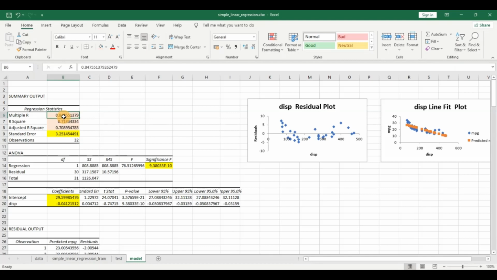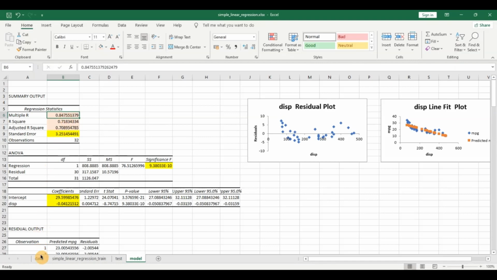So let's take a look at multiple R. Multiple R is nothing but the correlation coefficient. So this represents how strongly correlated your dependent or the target variable is with the independent variable or the predictor. How strongly correlated they are to each other.